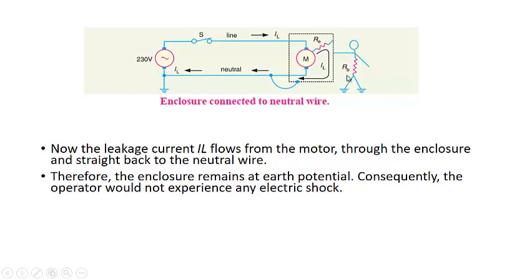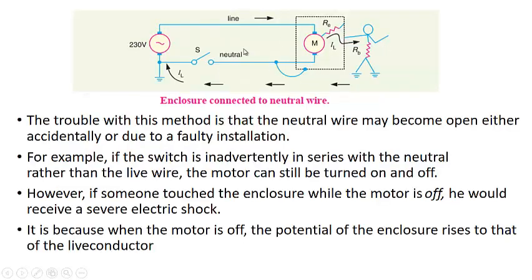But sometimes this may also be fatal for a person because of this configuration. If the switch is installed in the neutral wire because of some confusion, in this case you will see that when abnormal condition occurs, insulation breakdown occurs, this Re becomes very small. This point will be again at the live potential, there is no path through this, it has no choice but to flow through the body of the person. So in that case also it will be very dangerous.